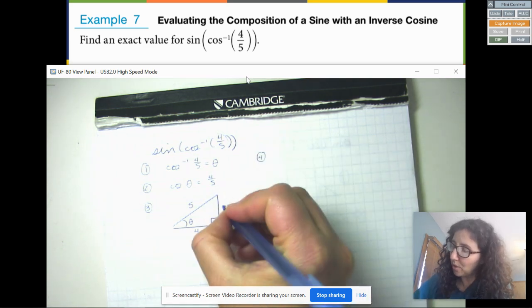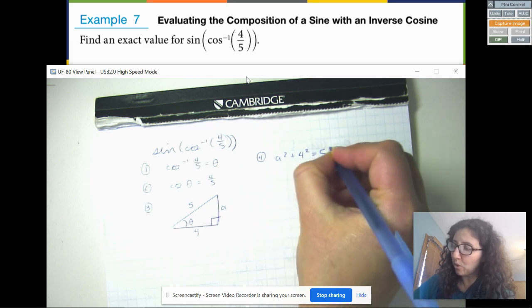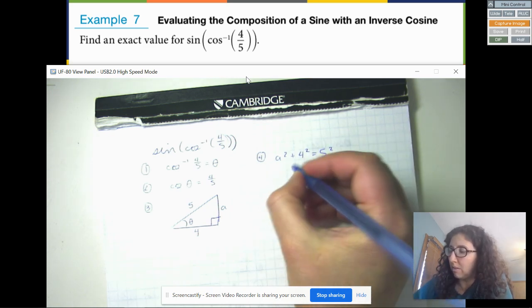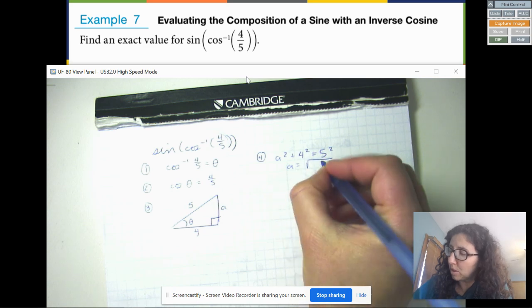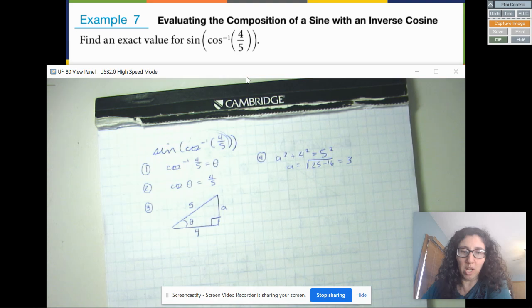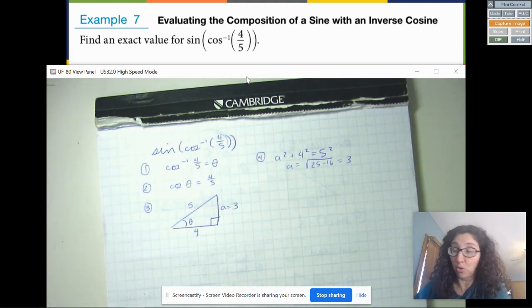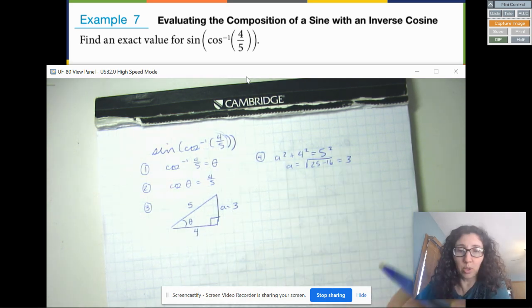We're going to say, let's call this A. A squared plus 4 squared equals 5 squared. A equals the square root of 25 minus 16. So that's 9. So A is 3. Right? We could have noticed that this is a Pythagorean triple, 3, 4, 5. But if you don't, no problem. You just use the Pythagorean theorem.